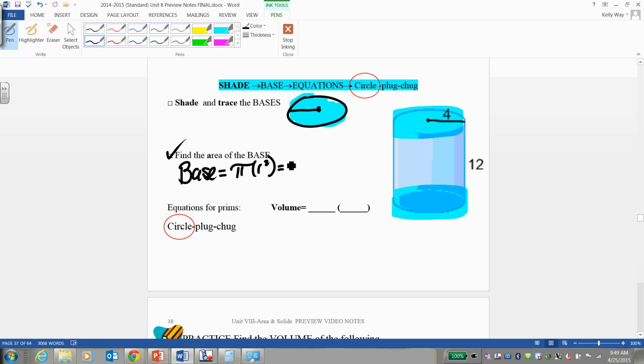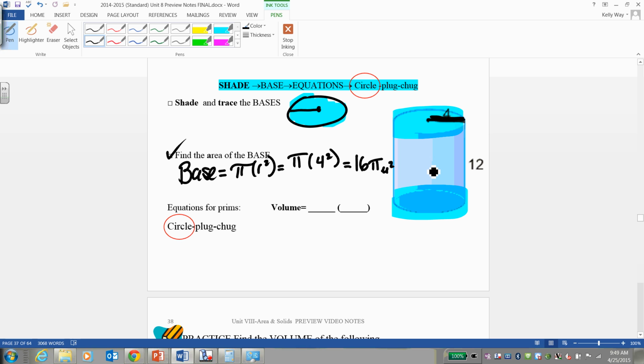So we circle, plug, chug. It's going to be pi. We trace the radius, 4 squared. That's going to be 16 pi is our base, and that's going to be units squared.